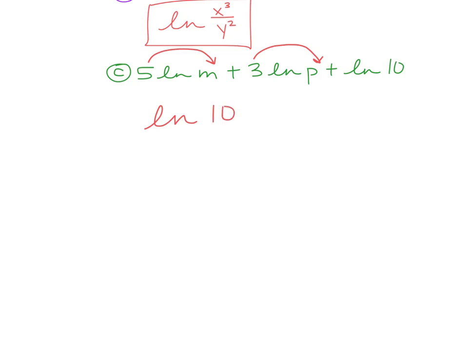Now, we want to write that in standard form. So put the 10 first. Then you can do m to the 5th, p to the 3rd. Okay, that's it? Oh, that's it. That's beautiful. Beautiful. I know. We're done. All right, example 3.